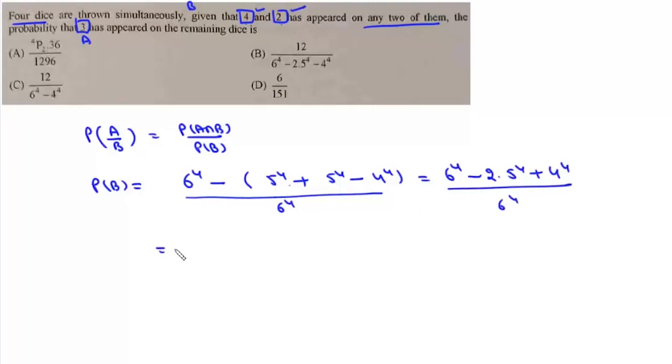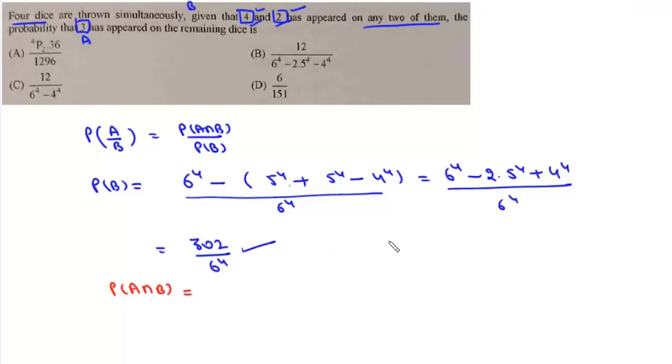Now this is 302 upon 6 to the power 4. So the probability that both 4 and 2 appear will be 302 upon 6 to the power 4. Now we'll find the probability of A intersection B.